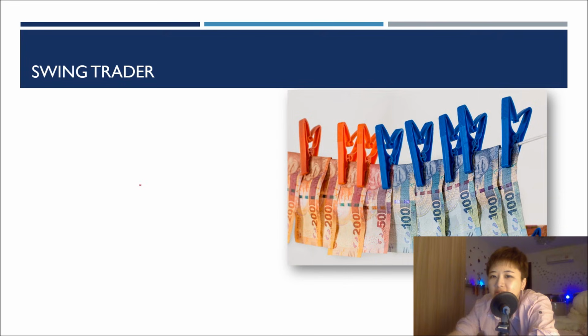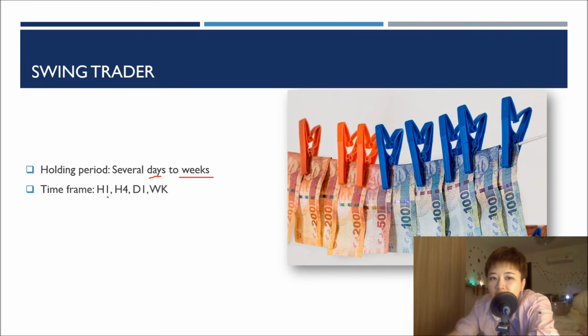Then the next type of trader is swing trader. You let your money roll overnight. Let it dry overnight. So basically your holding period would be several days to weeks. And you would trade your H1, H4, daily and weekly time frame. And this is suitable for busy working professionals. If you're working 9 to 5, you're studying part-time while working full-time with 3 cats to feed, go for swing trading.